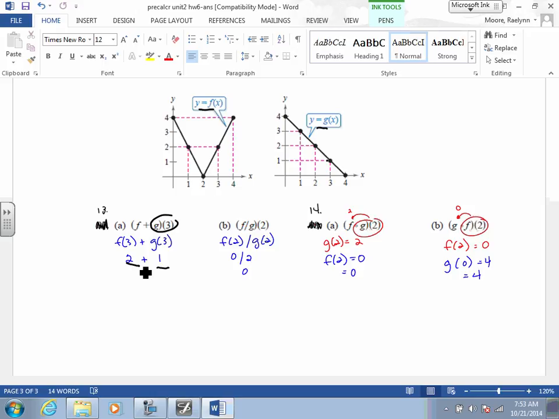This is your composition. It's got a little o in the inside here. That's a composition. Do the G equation. So come to G. What is the value when G is 2? 2. Plug 2 into the F. What is the value? 0. This is the opposite way. Type F at 2. What is F at 2? What is that value? 0. Plug it into the G. What is that value? 4. This should be easier on the graph.